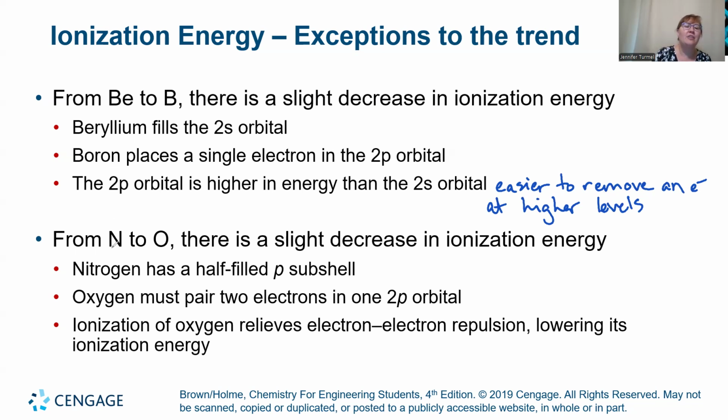And then here we have nitrogen to oxygen, and that's different. Nitrogen's p orbital has 1, 2, 3 electrons in it. They're all like that. But oxygen is the first one to double up. Now it's easier to remove. These 2 electrons have something called an electron-electron repulsion between them, and that lowers the ionization energy of that electron right there. It's easier to remove it because there's already an electron in that orbital.